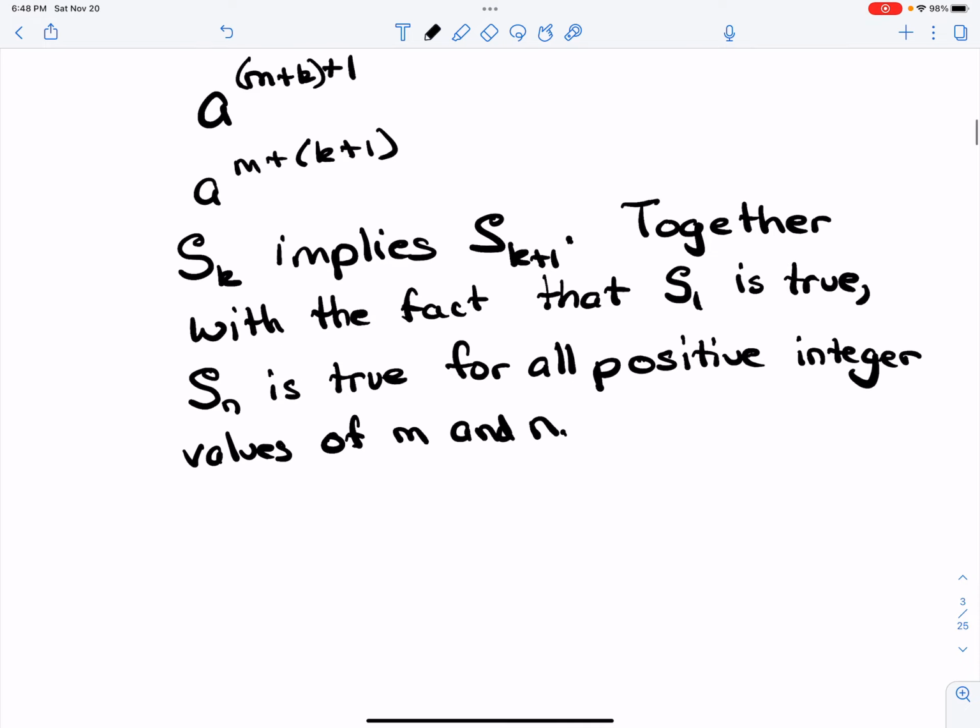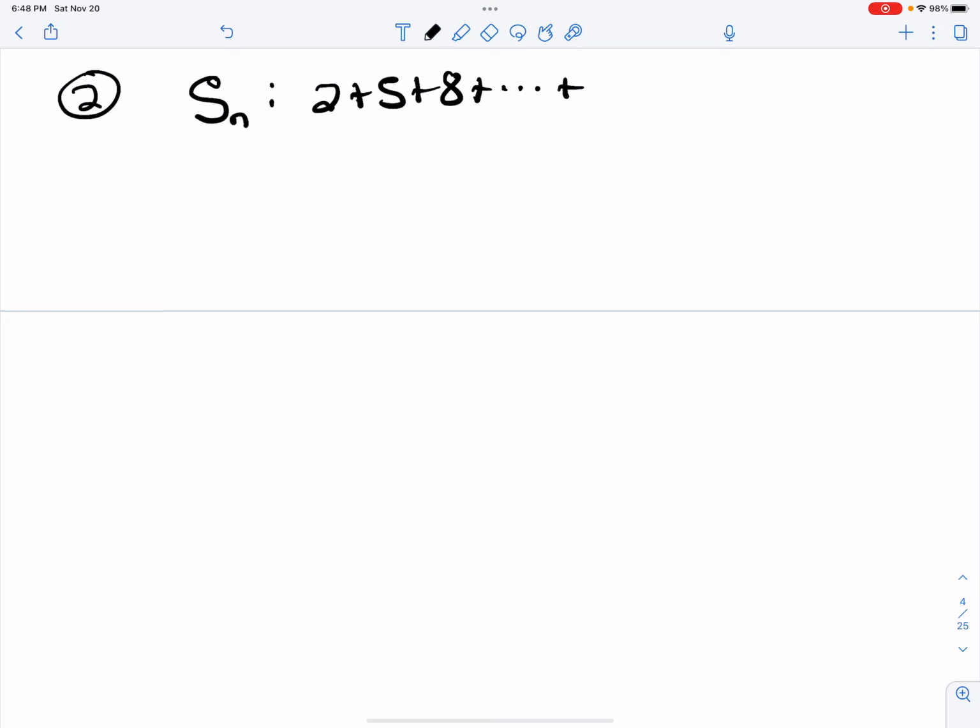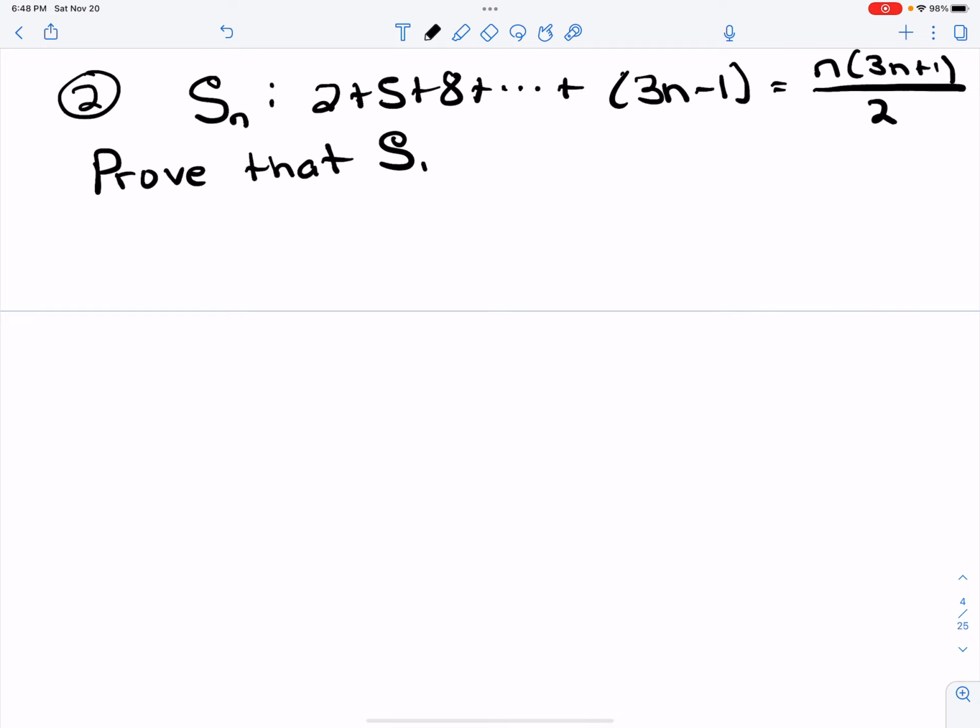Okay, let's do another one. I know this is kind of a new concept for many of you. Okay, so here's another. I've got 4 examples I'm going to do. So here's example number 2. All right, let's say that your S sub n says 2 plus 5 plus 8 plus so on down the line, 3n minus 1 is the same thing as n times 3n plus 1 all over 2. And we want to prove that S sub n is true for every positive integer n.